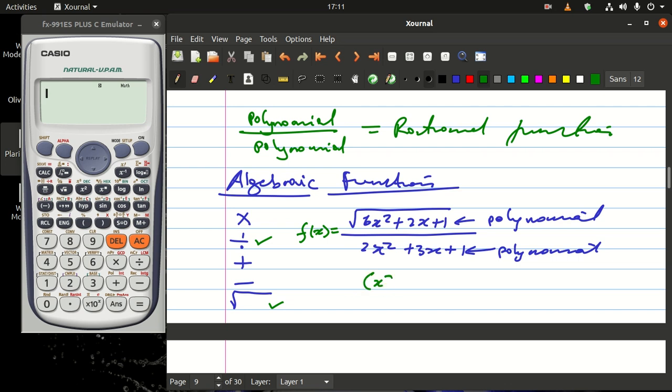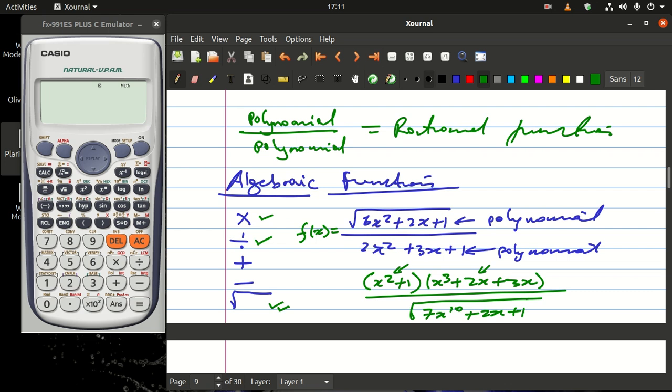Another one will be, I have x squared plus 1, and then I have x cubed plus 2x plus 3x, and then I can divide this whole thing by the root of 7x to the power 10 plus 2x plus 1. Now, this is a polynomial. This is a polynomial. They are multiplied. Multiplication is allowed. And this inside the root is a polynomial. I have taken the root. A root is allowed. I have divided these two things. Division is allowed. So this one is an algebraic function.